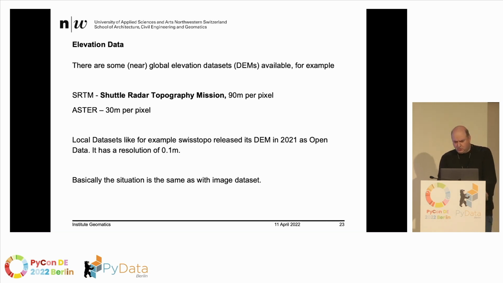So the two big ones are SRTM, the Shuttle Radar Topography Mission, which is already quite old, but it's a global dataset with 90 meter per pixel resolution, or the Raster dataset with 30 meter per pixel. And then again, you have the local datasets you can get from many countries as open data. For example, in Switzerland, we have a 10 centimeter per pixel resolution now available. Actually, not the whole country. In the mountains, it's a little bit less resolution, but in the cities, it's 10 centimeter per pixel, which is really, really nice.